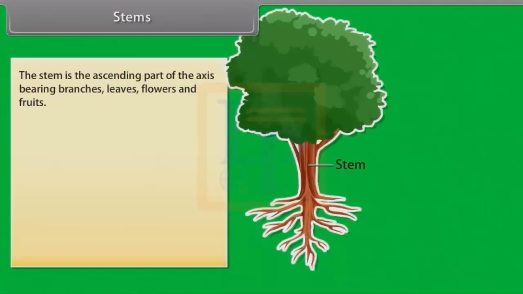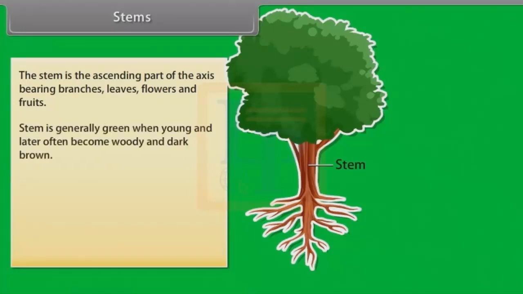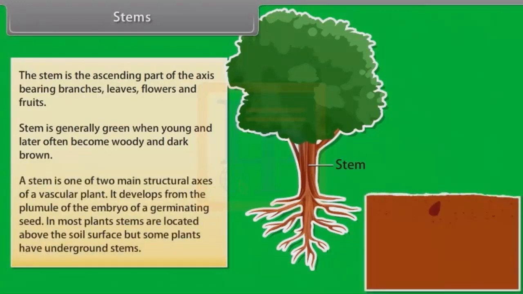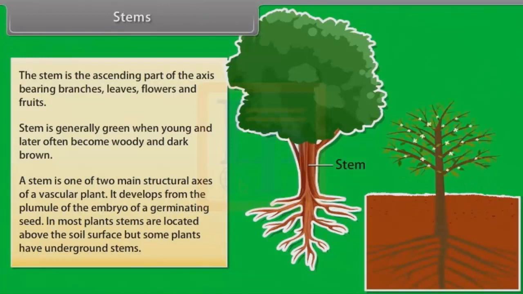Stems. The stem is the ascending part of the axis bearing branches, leaves, flowers and fruits. Stem is generally green when young and later often becomes woody and dark brown. A stem is one of two main structural axes of a vascular plant. It develops from the plumule of the embryo of a germinating seed. In most plants, stems are located above the soil surface, but some plants have underground stems as well.